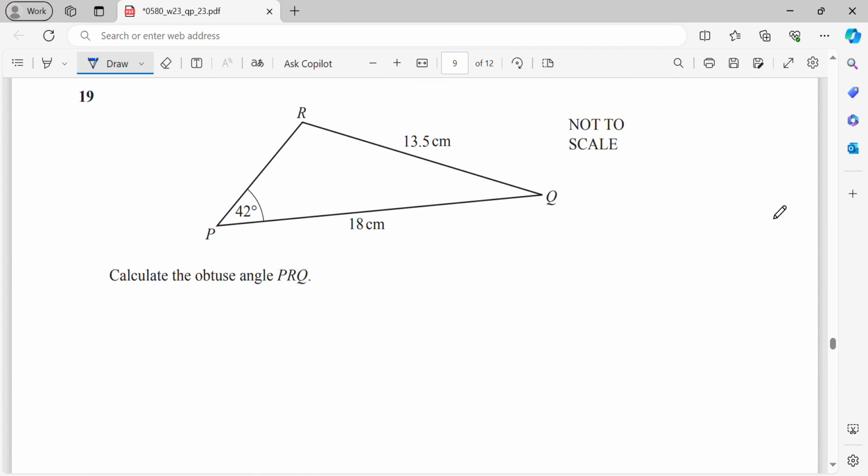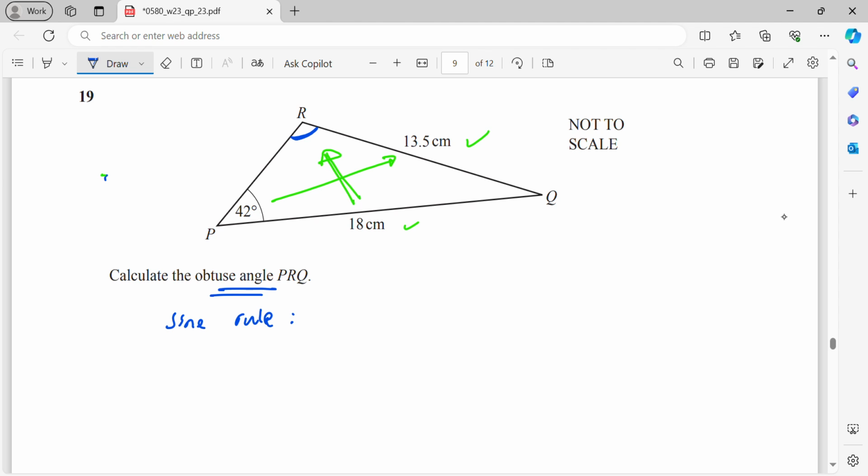Now, next question, number 19. Calculate the obtuse angle PRQ. So PRQ, this is the angle. When you look at this triangle, you are given the angle 42 degrees, and then the opposite side is given. PQ is given as 18, and now you need to get the opposite angle. So obviously, this question must be solved using the sine rule. So now I will write the sine rule.